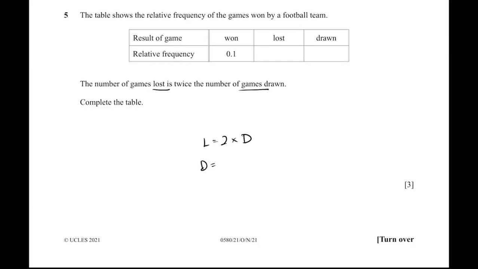Drawn is equal to x. Loss is equal to 2x. Right? And then I just take this all into parts. So loss plus drawn plus 0.1 is equal to 1. 2x plus x plus 0.1 is equal to 1. 3x is equal to 0.9. x is equal to 0.3.